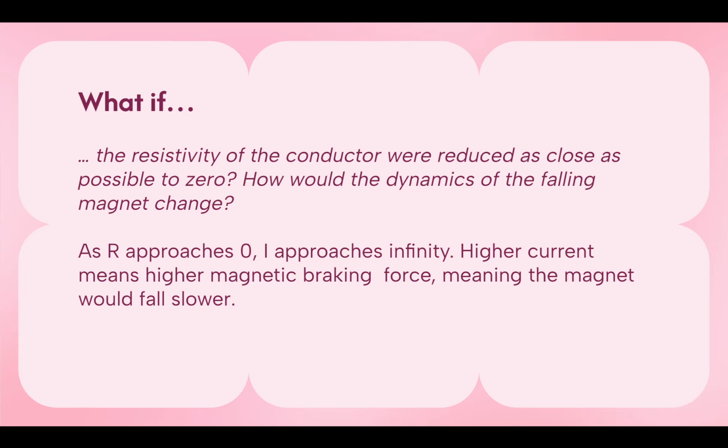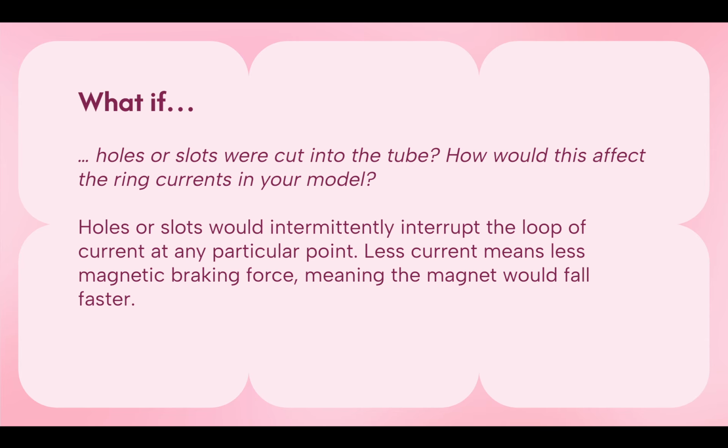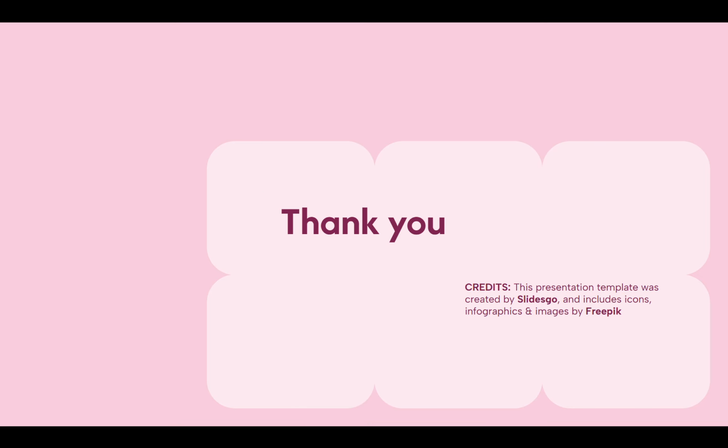As R approaches 0, I approaches infinity. Higher current means higher magnetic braking force, meaning the magnet will fall slower. Holes or slots in the tube would intermittently interrupt the loop of current at any particular point. Less current means less magnetic braking force, meaning the magnet would fall faster.